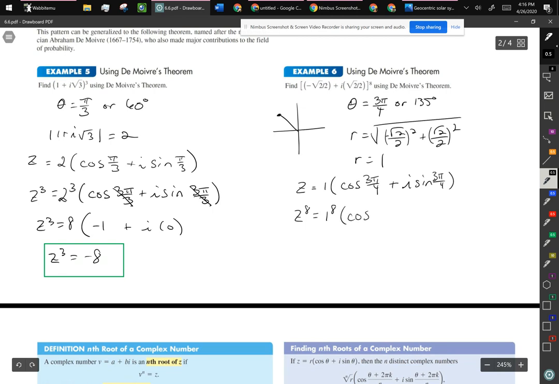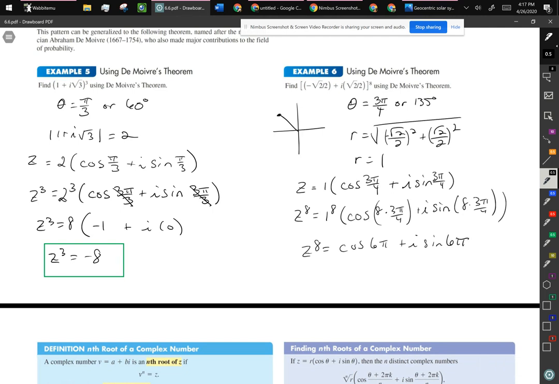And cosine of, well, 3 pi over 4 plus 3 pi over 4 8 times would be 8 times 3 pi over 4, plus i sine of 8 times 3 pi over 4. And at the end of the day, we will get cosine of 6 pi plus i sine of 6 pi.